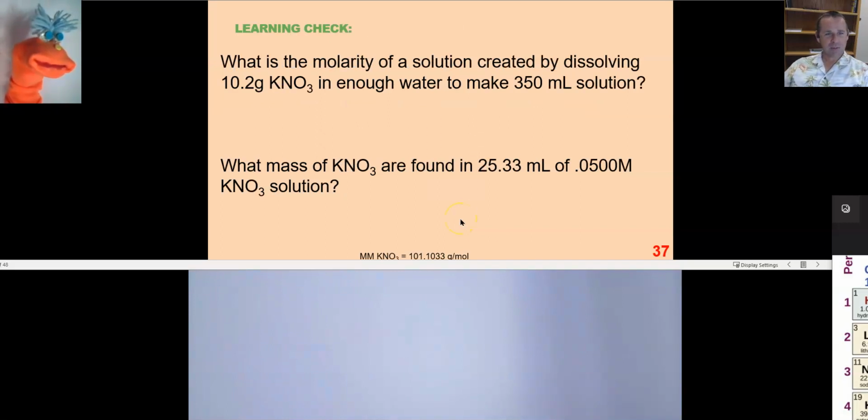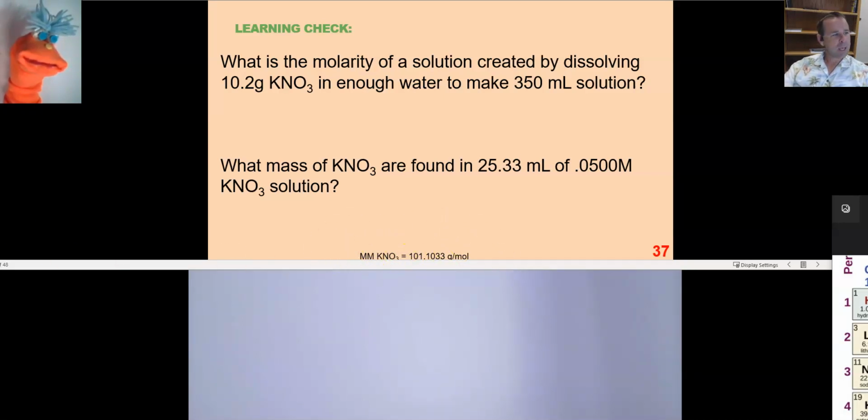So what is the molarity of a solution that's created by taking that much potassium nitrate and enough water to make 350 milliliters of solution? Notice again that they didn't say we added 350 milliliters of water. We said we added enough to make 350 milliliters of solution. Okay? So, 10.2 grams of potassium nitrate. I can identify how many moles that is. Oh, look, they gave us the molar mass of potassium nitrate there.